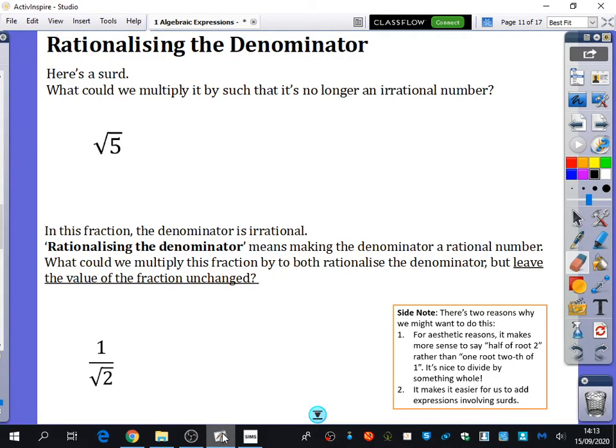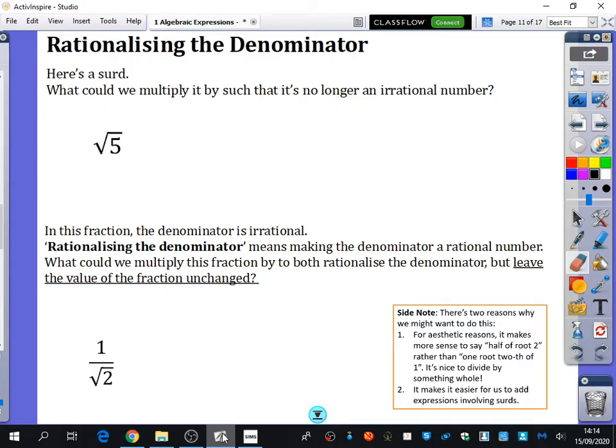Now we're going to look at rationalizing the denominator. You may have heard of rationalizing the denominator, or you may not have even looked at surds before. So it's really important that I get to spend this time to go through this. If you understood this already, see it as a recap. If you haven't seen this before, make sure your attention is on full.